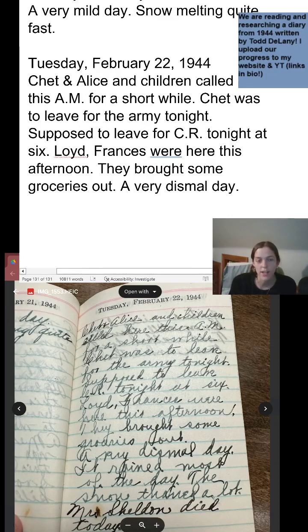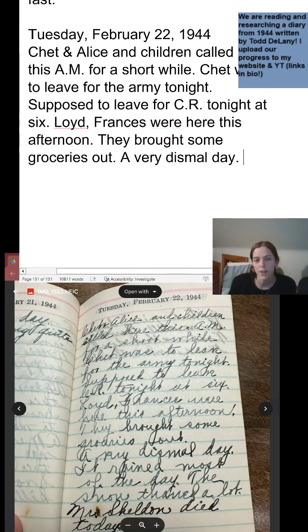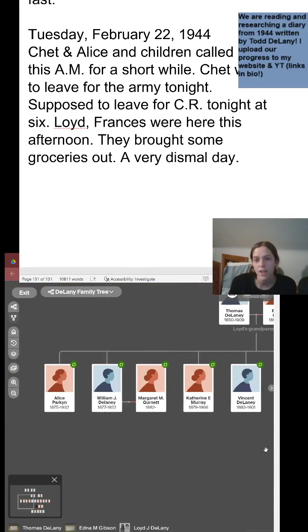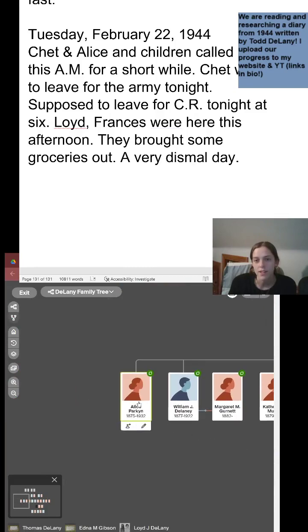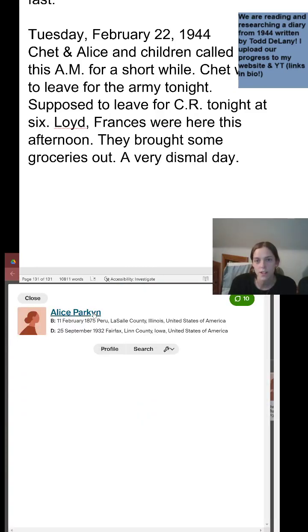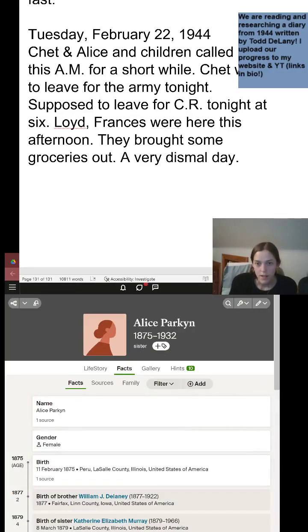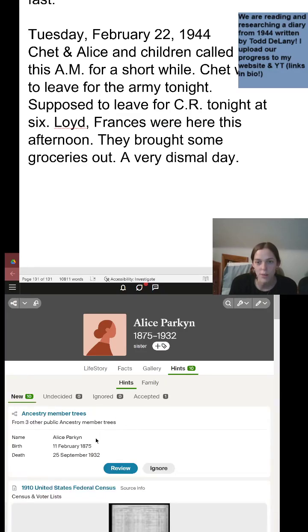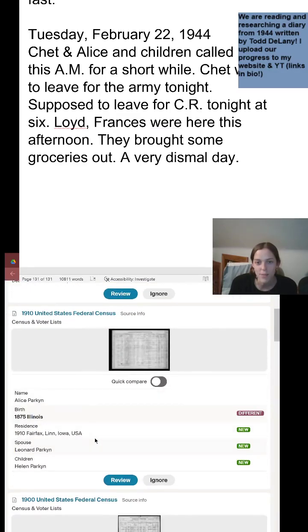We don't know Chet and Alice, but the name Alice sounds familiar and I bet it's somewhere in the family tree. Hold on, I have the Delaney family tree open here. The name Alice, okay, here's Alice. Alice is his other sister, so I bet she's married to a Chet. It's hard because it's like a windowed view, I can't really see anything. I haven't done any real research on all of his family, but I bet if we scroll through here, we would see the name Chet pop up.